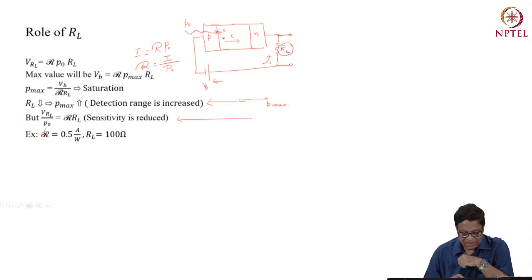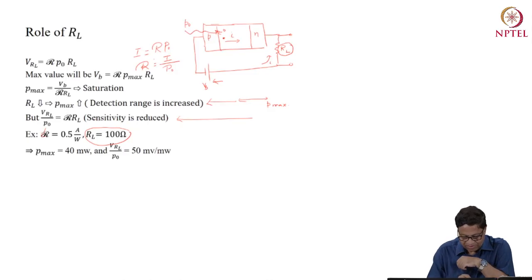So let us see this with an example. If the responsivity is 0.5 amperes per watt, and let us initially have RL as 100 ohms, then the P max is actually 40 milliwatts. If you give power more than 40 milliwatts, it will get saturated. It will not respond. So P max is 40 milliwatts. And the sensitivity is 50 millivolts per milliwatt.